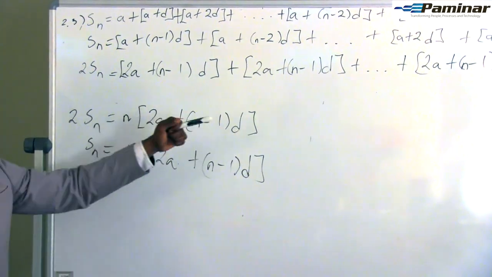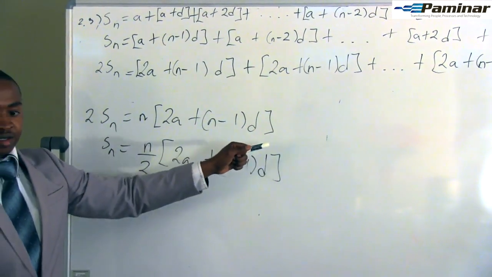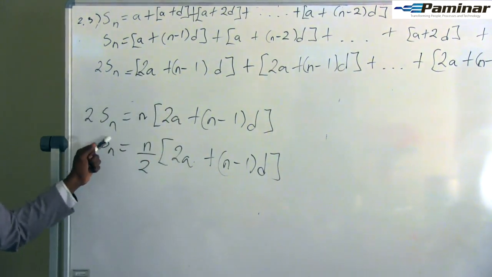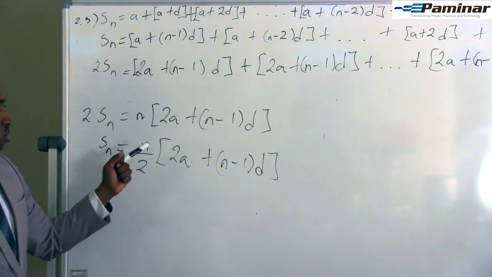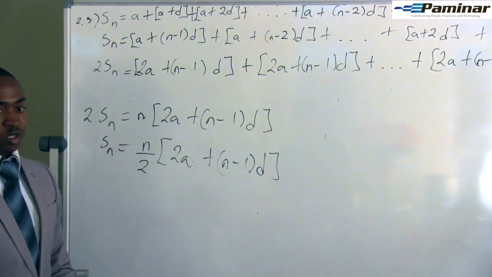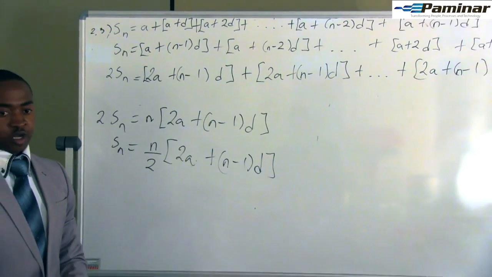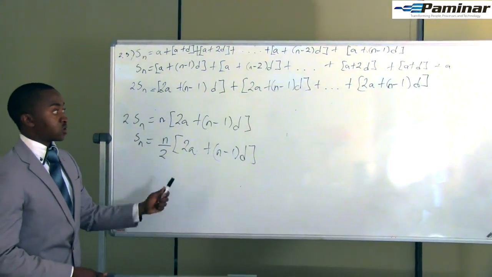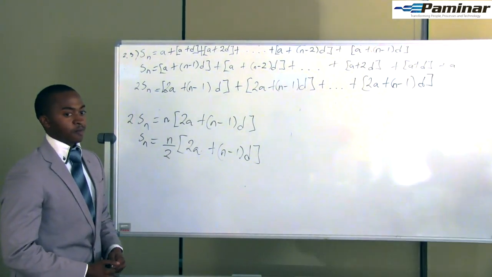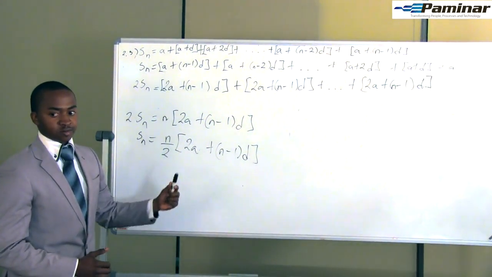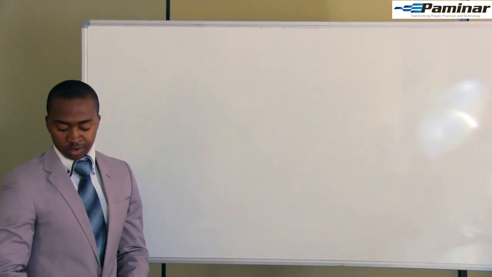Then, how many of those terms are there? There's n of them. So it's n times that. Then, eventually, Sn should equal, to bring down the 2, n over 2 times (2a plus (n minus 1)d). And that's your proof of the summation of an arithmetic sequence. There's no other way to know this, but just to go about it using this one. Okay, any questions? No questions. Okay, now we're moving on to question 3.